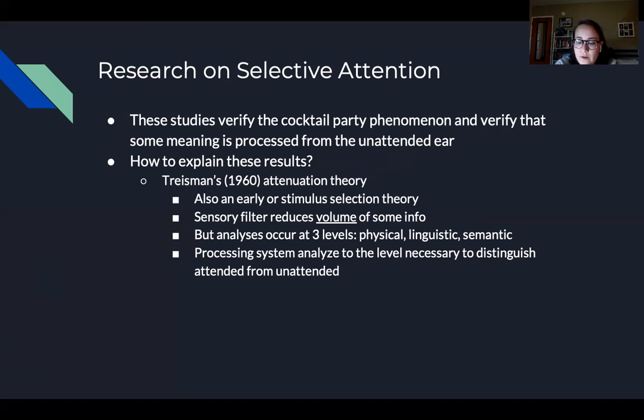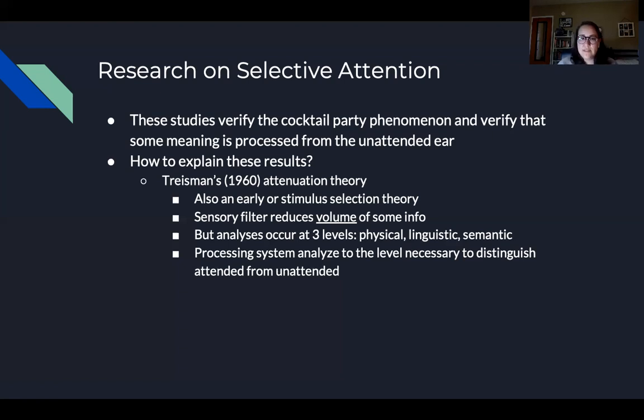Here, Treisman argued that there are actually three kinds of analyses that we can perform on information that comes in from the environment. We can analyze the information's physical characteristics, we can analyze the linguistics, and we can analyze the semantics, or the meaning. It sounds like the processing system analyzes incoming information just to the extent that it has to in order to distinguish the attended information from the unattended information. So if, for example, the two types of information can be discriminated by physical characteristic analysis, then that's as far as the analysis has to go.